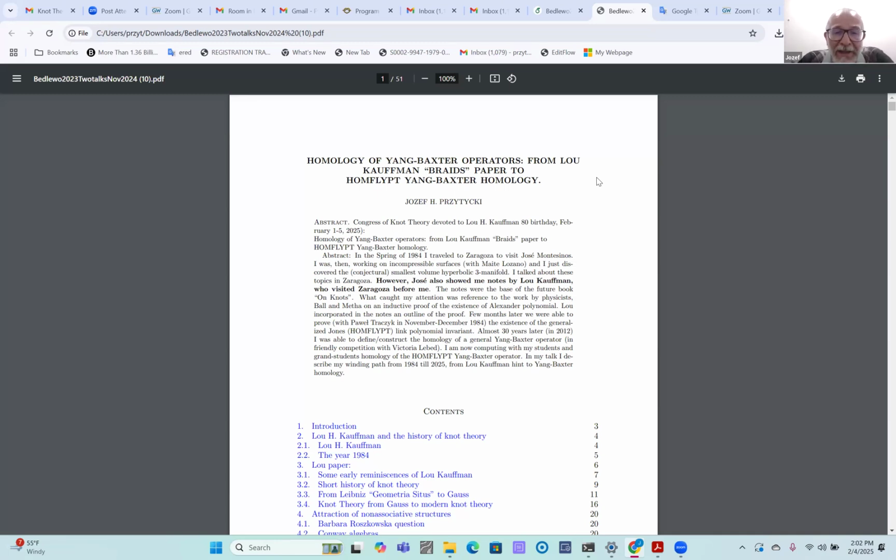What caught my attention was a reference to work by two physicists, Boll and Mehta, on the inductive proof of the existence of the Alexander polynomial. So Lou incorporated in these notes an outline of the proof. It was a nice inductive proof, unlike other proofs using Seifert matrices or Alexander matrices.